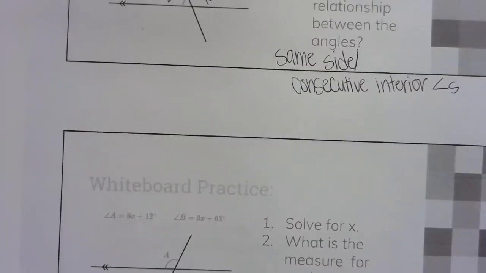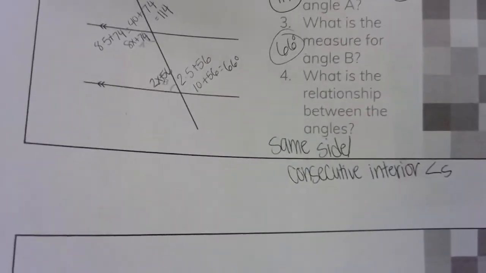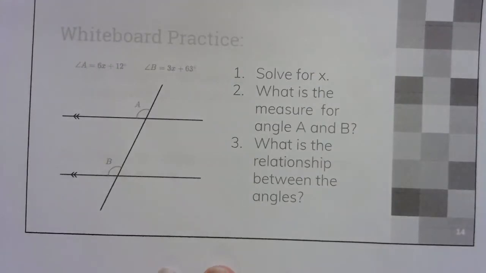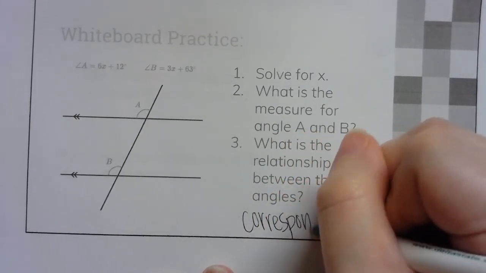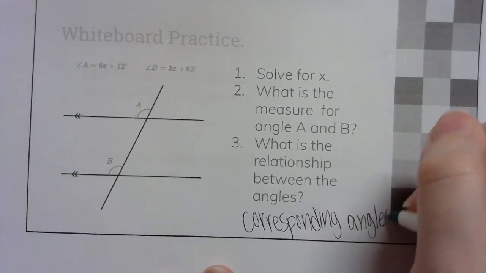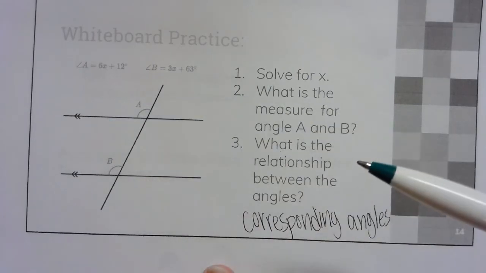So one more whiteboard problem, I think. Oh, 2 more. But we'll do this, and then you'll have your exit ticket and then homework. So solve for x. So first of all, how are these angles related? Okay, they're corresponding angles because they're in the same position relative to the parallel lines and the transversals. They're on top of the parallel lines to the left of the transversal.